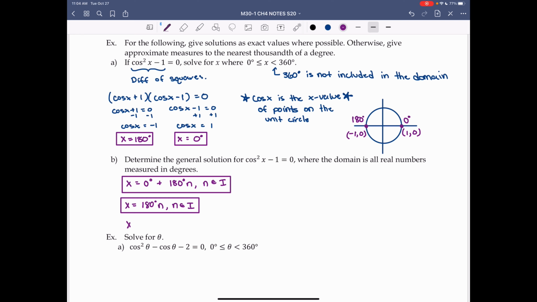Or we could also write the smallest positive solution is 180 degrees plus 180 degrees n, where n is an element of the integers. Any of those would be correct general solutions for this question.